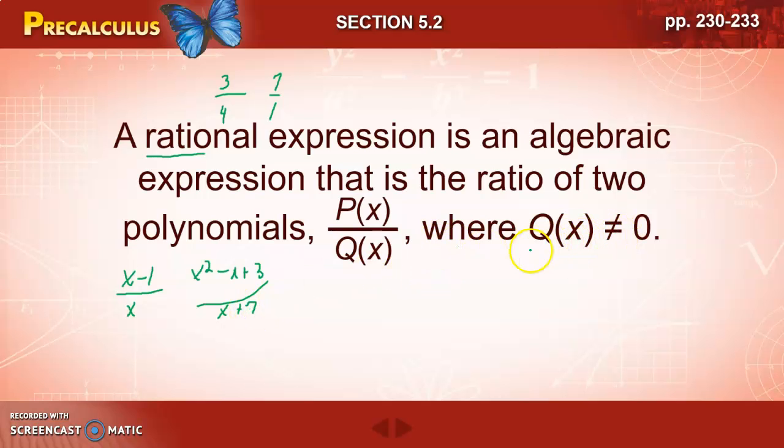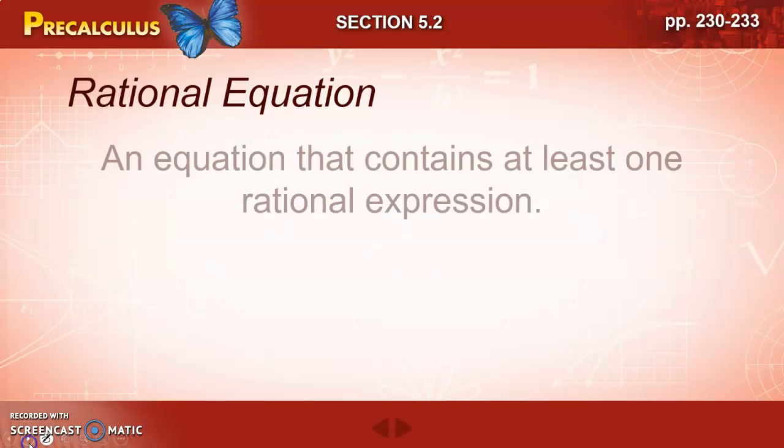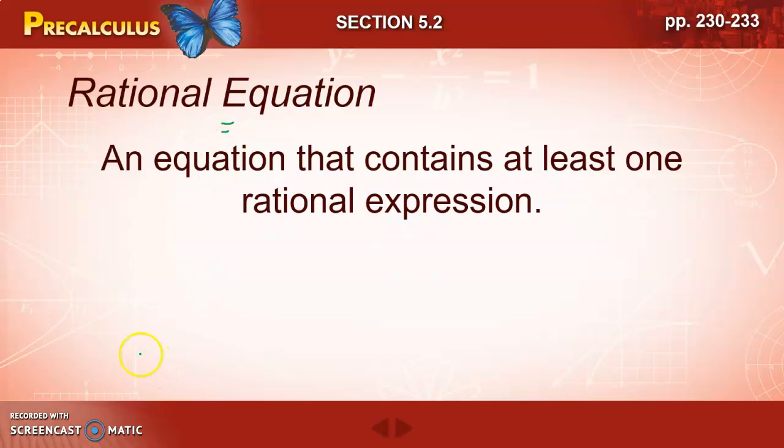And think for a second, why can the bottom polynomial not be 0? Well, if x were 0, let's take this one for example. If x were 0, we would have -1 over 0, which we know is undefined. And so we can't have the bottom of our rational expression be equal to 0. So that is a rational expression. A rational equation then is an equation, which means we have something equal to something else, that contains at least one rational expression.